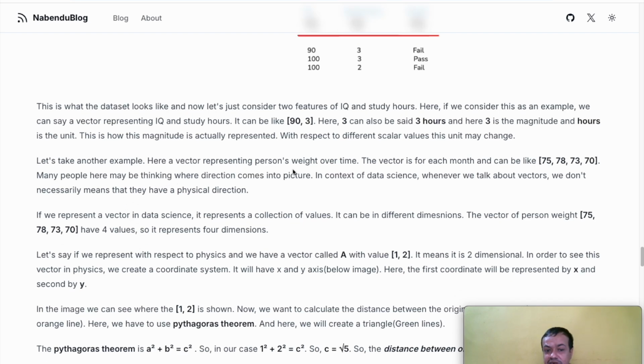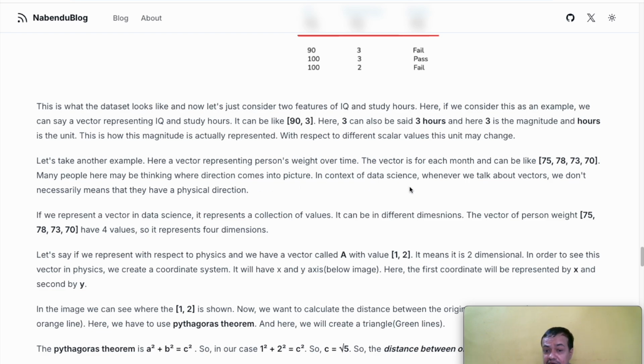Let us see another example. Here is a vector representing a person's weight over time. The vector for each month can be like 75, 78, 73, 70, for January, February, March, April, and the weight of the person. Many people here may think, where does the direction come into the picture?